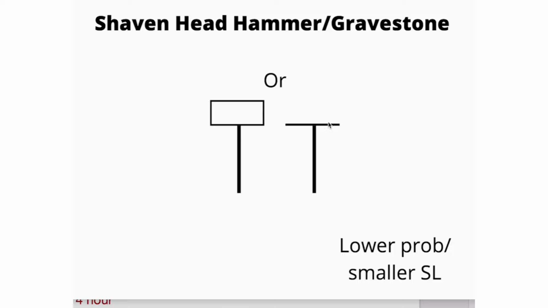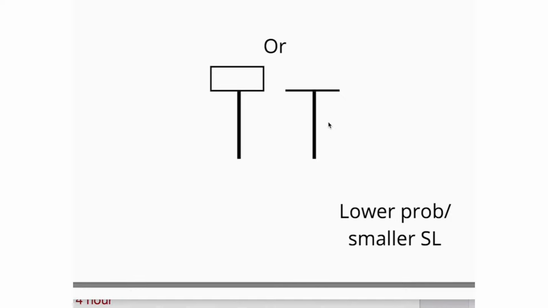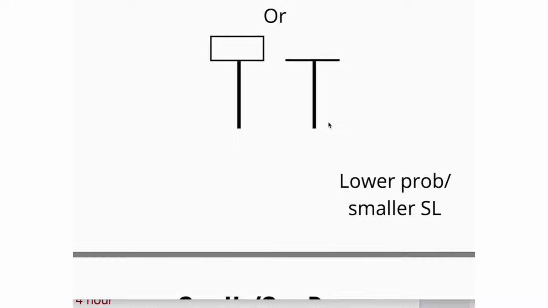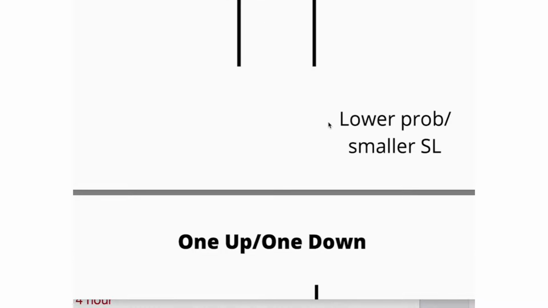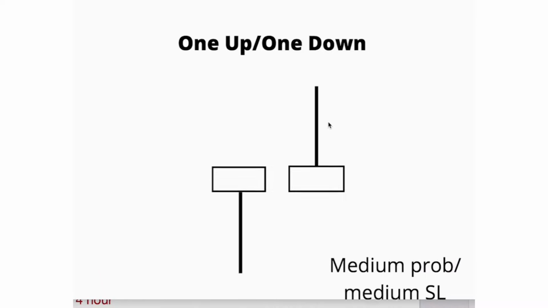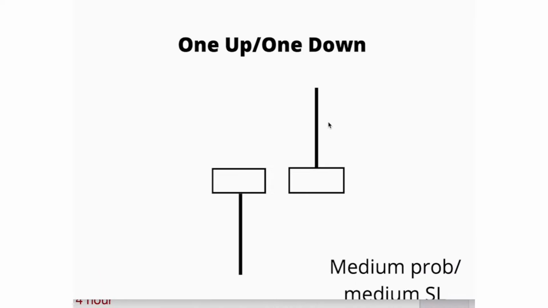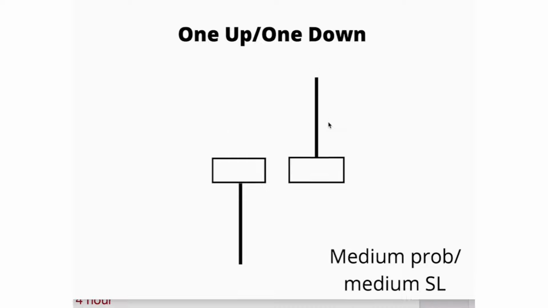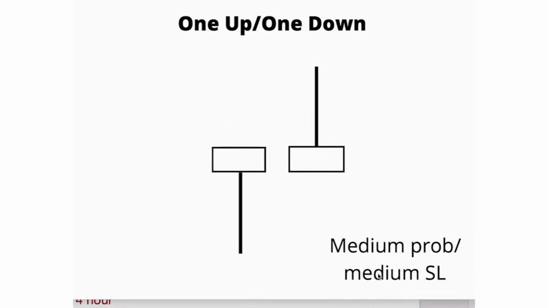And depending on how you load that trade up in terms of dollars or leverage, you could have a very good risk-reward ratio on that sort of trade. Bear that in mind as we come to the next set of slides. One up, one down. This is one of my favorites. And you can see there, I've put in a medium probability and a medium stop loss. When I say medium probability, it's better than a low probability, but it's pretty good. It's one of my favorite patterns.